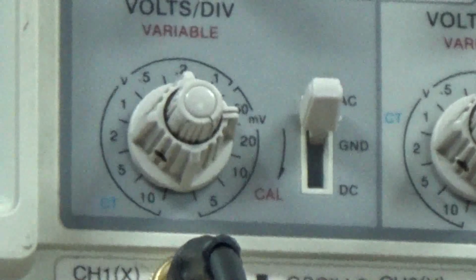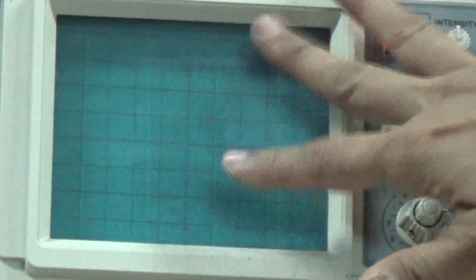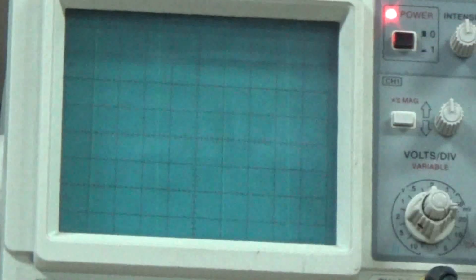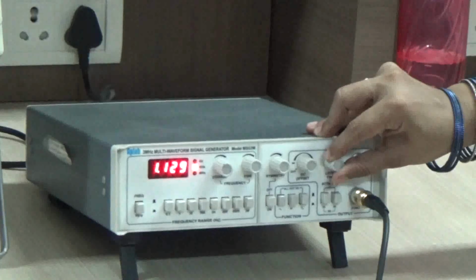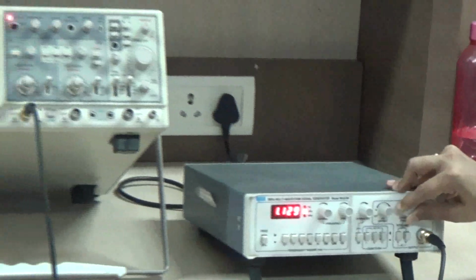Okay. Now if you see the screen, the signal is not visible. It has gone out of range. So you have to bring the signal in the range. For that, the first step will be to bring the level to its minimum position. I am bringing the level to its minimum position.